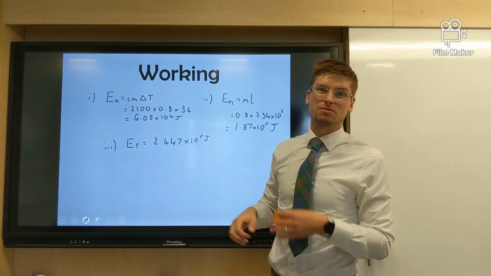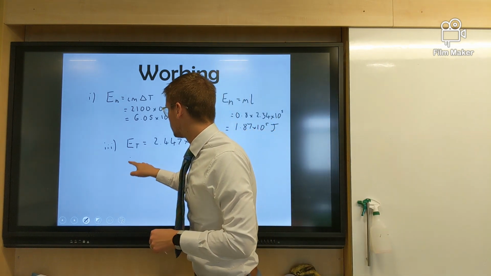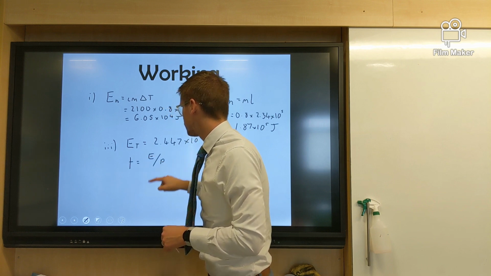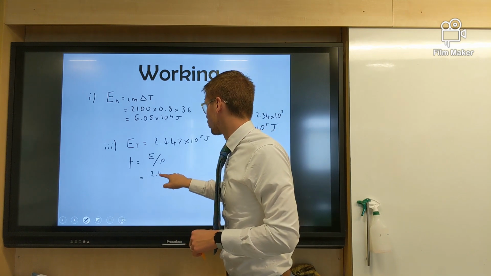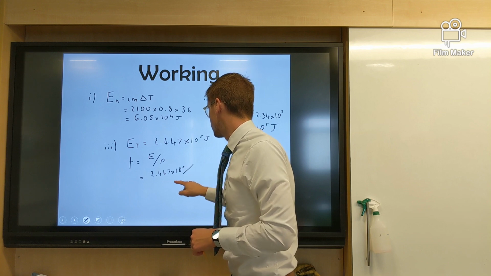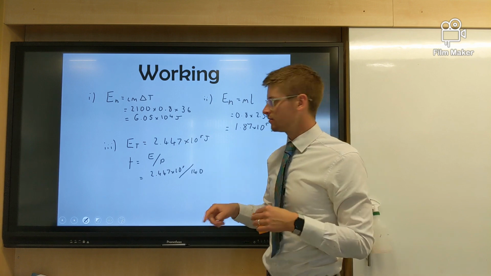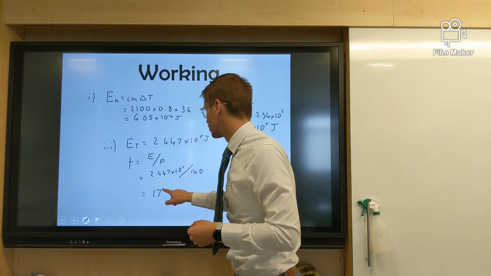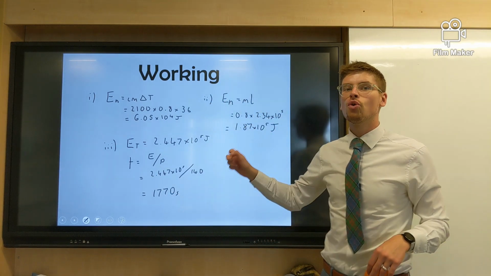Now, I'm not rounding it yet because I need to use the answer in the next equation. The next one would be time equals E over P. That's just that power equation that we're using. We know that the total energy is now 2.447 times 10 to the power of 5 divided by 140, because we know that's how many watts, joules per second. And we get an answer of 1,770 seconds.